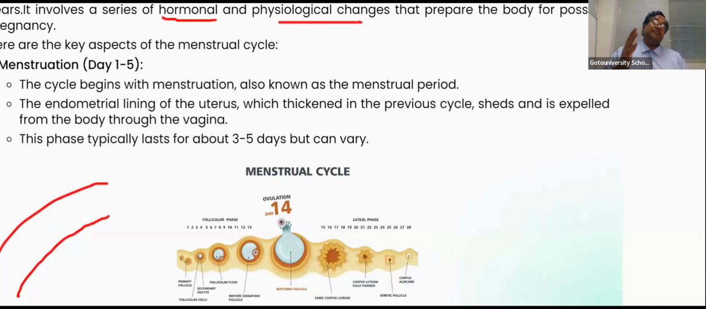I'm repeating. The concerned female has the egg to interact with the sperm cells. If that is not happening, the developed endometrium will go for degeneration and be removed through the vagina. So this happens before the starting of the new menstruation cycle. It lasts about 3 to 5 days, but it varies from one individual to another, right?